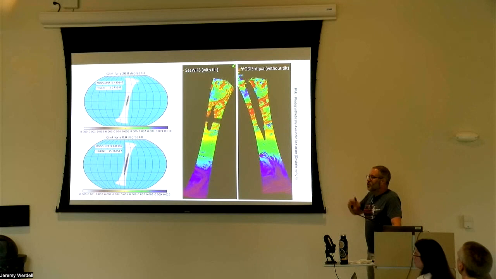All right, so anyway, that is why we make certain choices. This is the impact of glint. If you left this alone, you lose a lot of information.